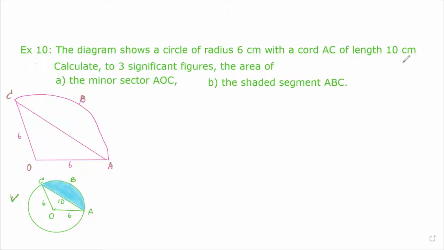Length equal to 10 cm. Chord, this one AC, chord. This one we call chord, right? The longest chord is what? Diameter, but this one is not, okay? So this one is equal to 10 centimeters.